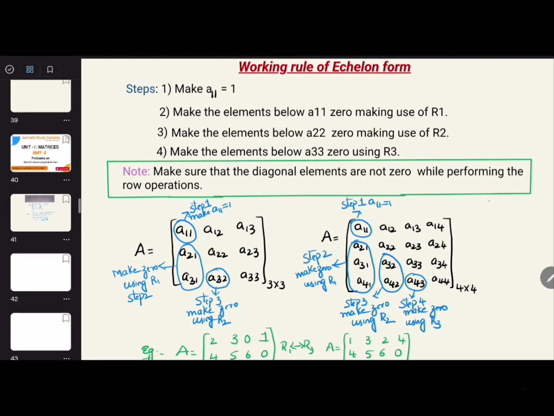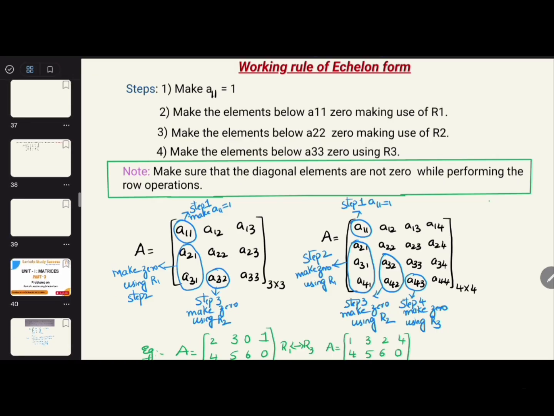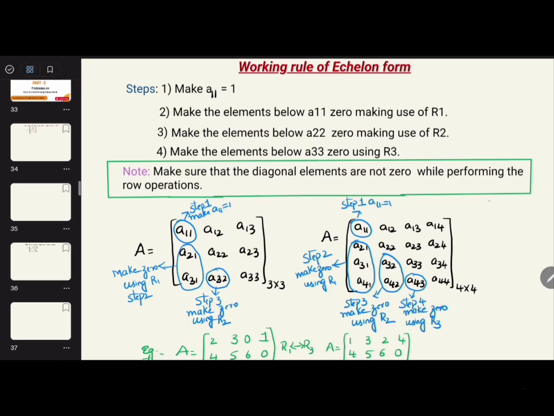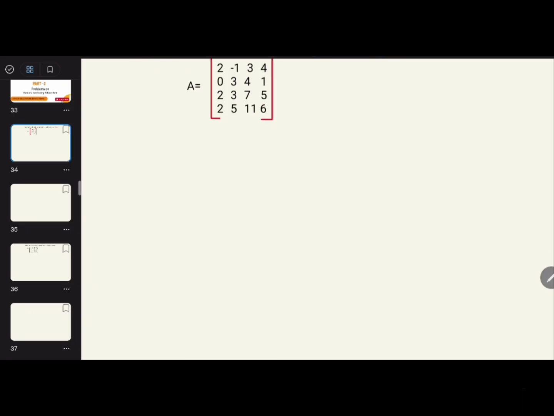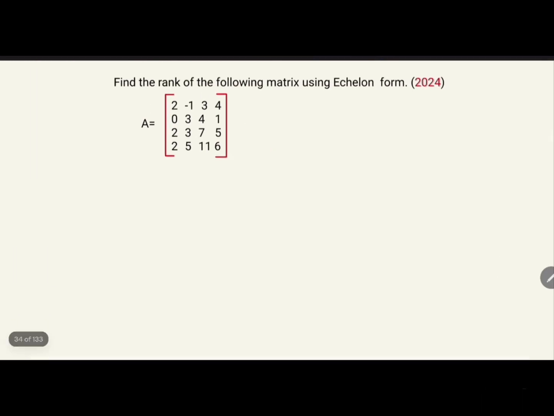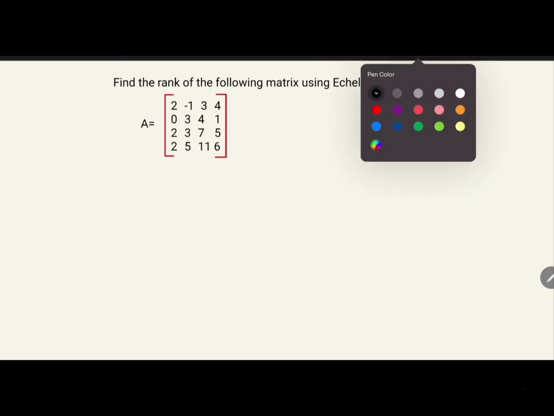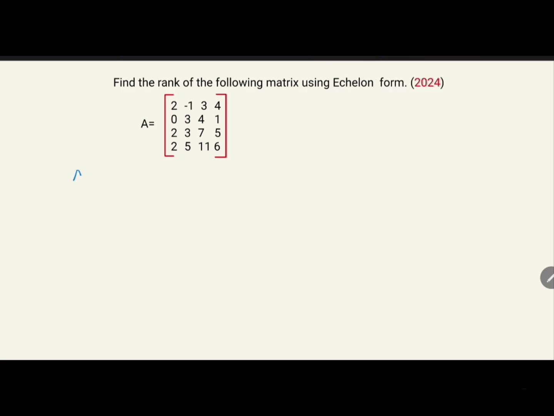Now we'll get back to the problem. Here is the problem. First problem for you: find the rank of the following matrix using echelon form. First let me write down the matrix once again. Here is the given matrix, that is A is equal to [2 -1 3 4; 0 3 4 1; 2 3 7 5; 2 5 11 6]. So this is the given matrix here.